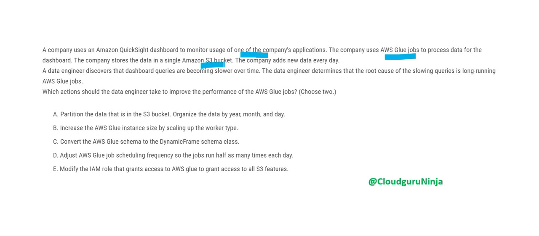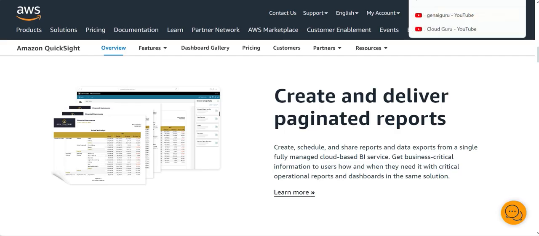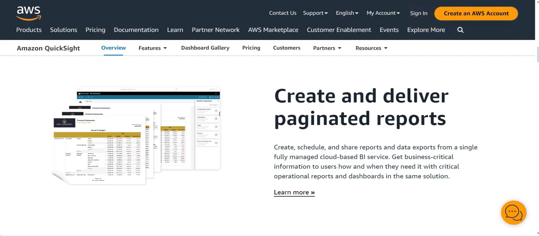What is the problem that you are facing? The problem is that the dashboard is slow. It is becoming slow. Probably the data is increasing, and as your data grows in size, your reports are becoming slow. A very natural occurrence.